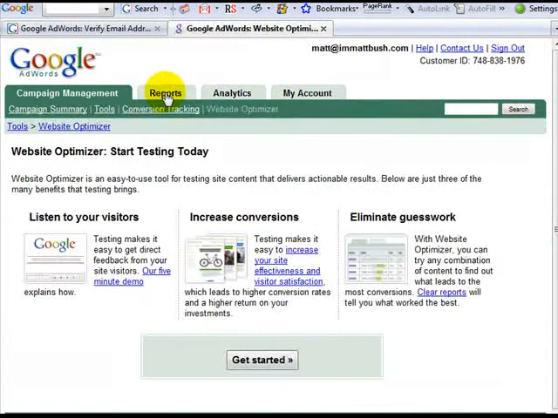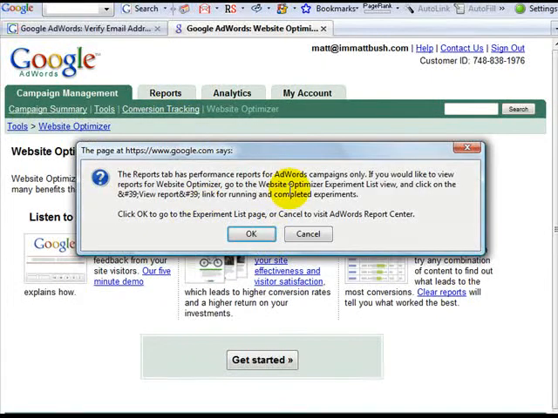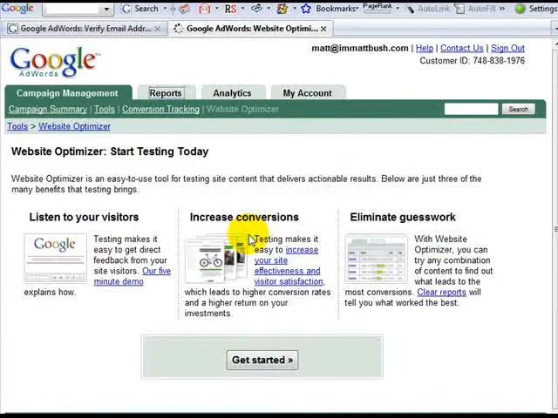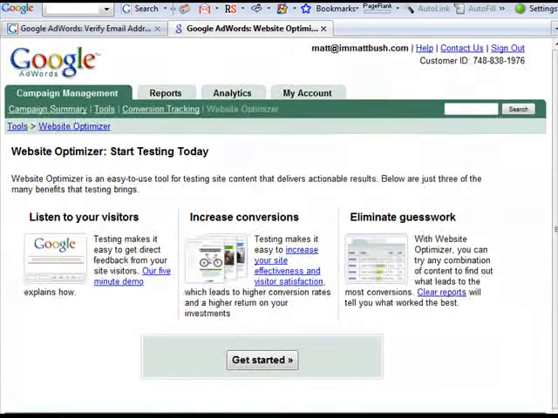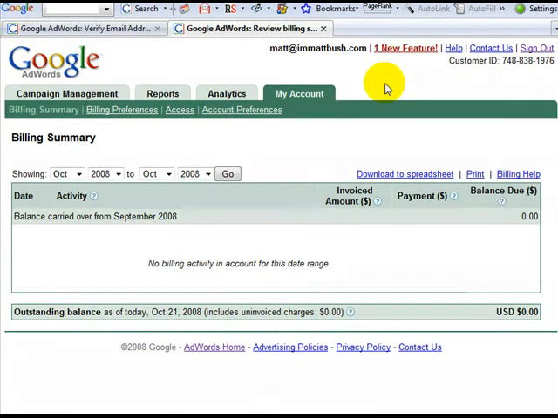Now up on here, reports is something that I go to all the time because it's a real handy way to see just how things have been performing. Now, of course, we can't do that now because I don't have anything to look at because this is a new account. So we'll just go ahead and skip over that. Analytics also, pretty cool stuff. It just goes further into detail in looking at your campaigns and again trying to see what's working and why things are working. My account, this is where you're going to find your billing preferences.